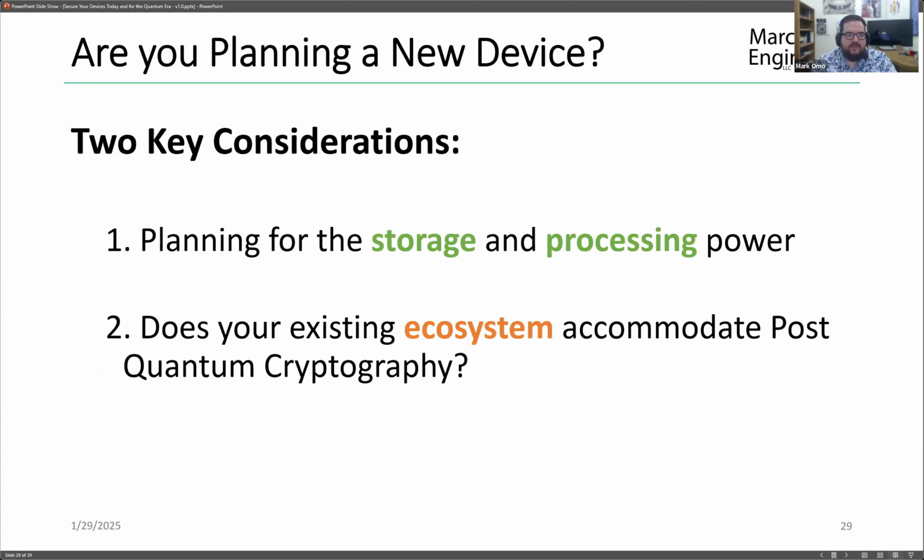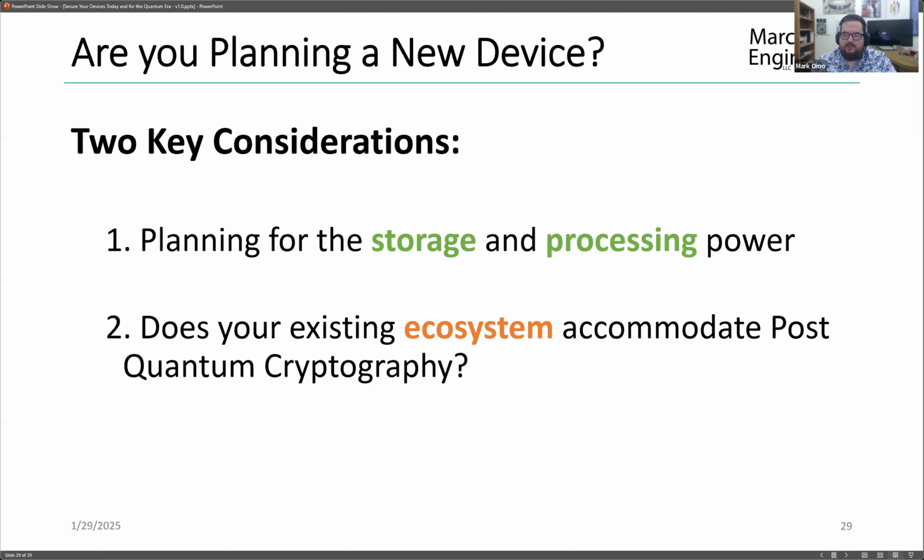If you're planning a new device, you need to at least be planning for the storage and processing power for this. And ideally, you're planning: how are we going to manage our keys? How are we going to transition? How are we going to design our system? And the other thing is the ecosystem. Lots of people are not releasing brand new greenfield devices. They are part of an ecosystem, or they're entering into an ecosystem with other people.